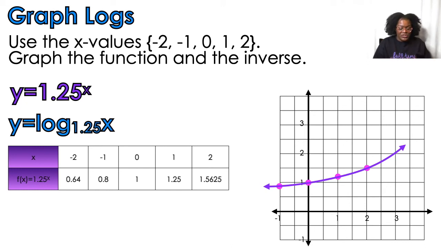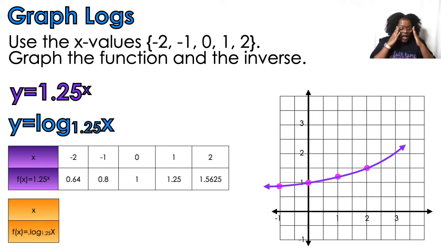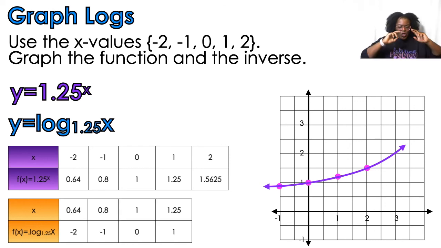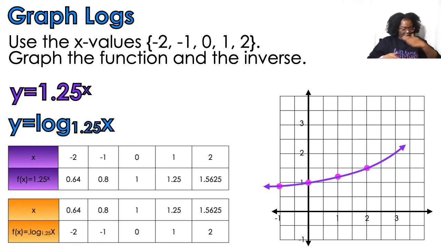Now it says to graph the inverse of the function, so log base 1.25 of x. Now that I know that, all I have to do is switch my x values with my y values. Instead of the x values being in the x column, I'm going to put them in the y column, and instead of the y values being in the y column, I put them in the x column. It's not that hard. You see how they just switched places? Now that they've switched places, I can plot them, and we all know they're going to reflect across the line y equals x. We're looking good. We did it.